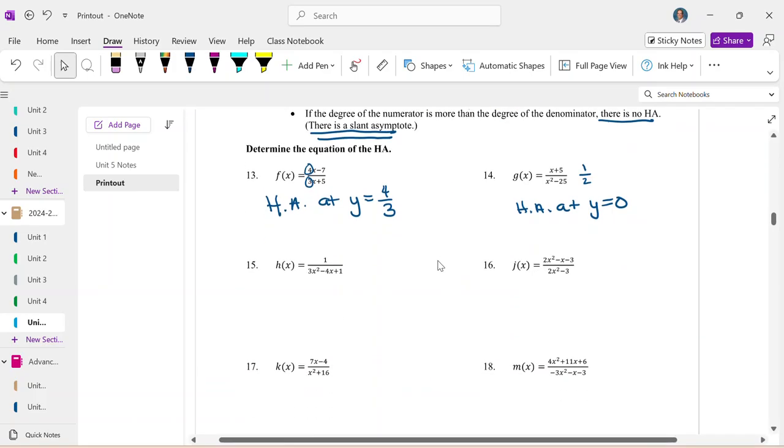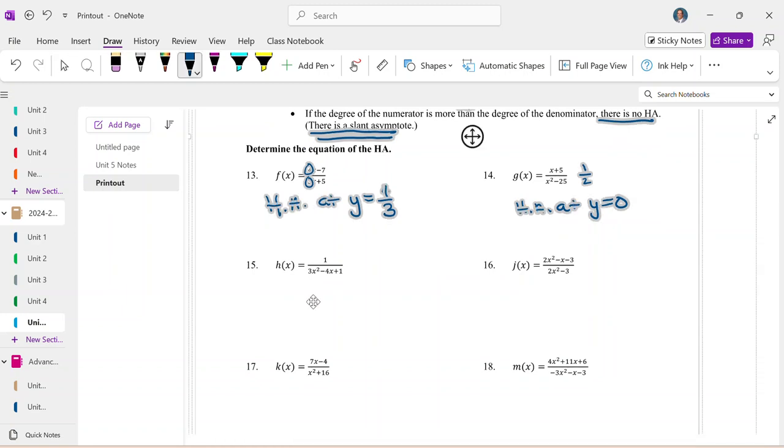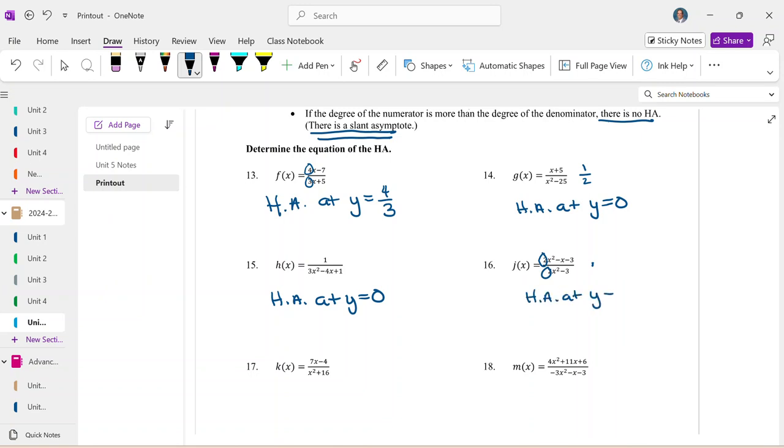Same thing for number 15. Notice number 15, the degree is 0 and the degree is 2. So the numerator is less than the denominator as far as the degree. Therefore the horizontal asymptote is y equals 0. Here they are the same degree. They're both 2. So therefore you divide the numbers. The horizontal asymptote would be at y equals 2 over 2, which is 1.